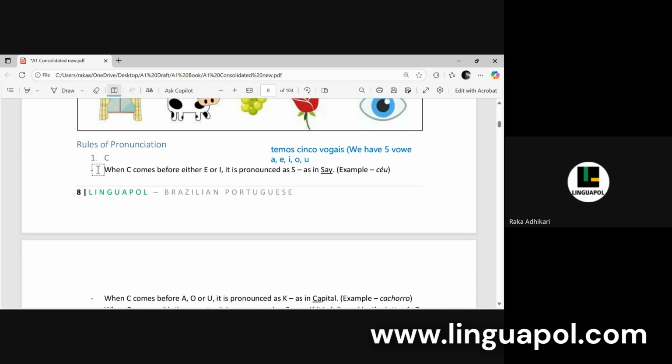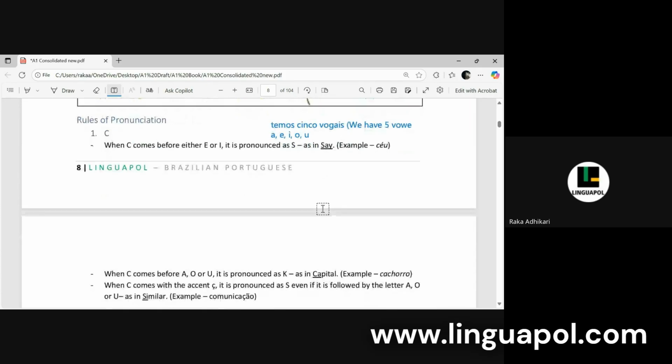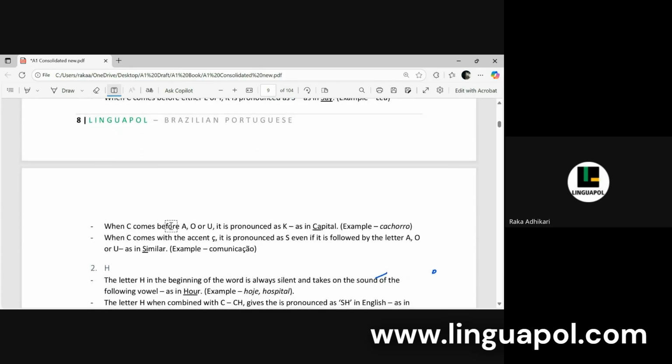So now, rules of the letter C. First rule says that when C comes before either E or I, it is pronounced as sa, as in say. We already saw that. Example, we have the word céu. The word céu means sky. Second rule says when the letter C comes before A, O or U, it is pronounced as K, as in capital. Example, cachorro. What was the meaning of cachorro? Dog. Yes.